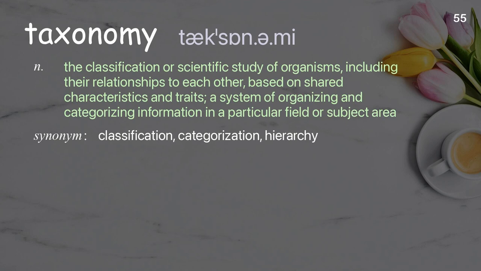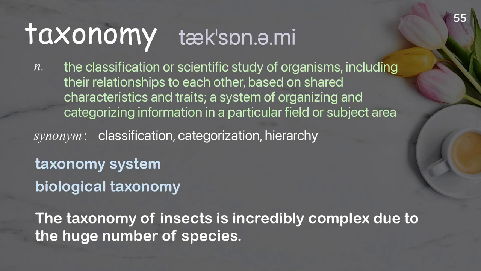Taxonomy. The classification or scientific study of organisms, including their relationships to each other, based on shared characteristics and traits, a system of organizing and categorizing information in a particular field or subject area. Examples: taxonomy system. Biological taxonomy. The taxonomy of insects is incredibly complex due to the huge number of species.